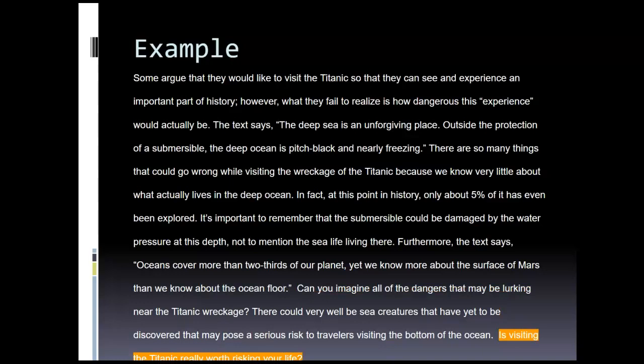Then I'm going to end my counter-argument paragraph just like we end our body paragraphs, and that is with a concluding sentence. And I stated, "Is visiting the Titanic really worth risking your life?"